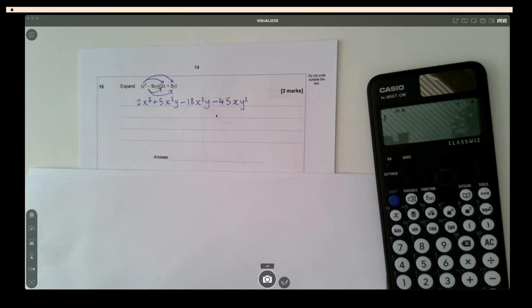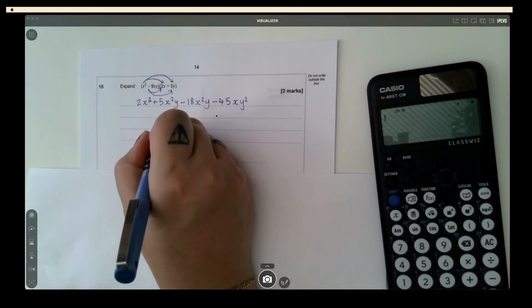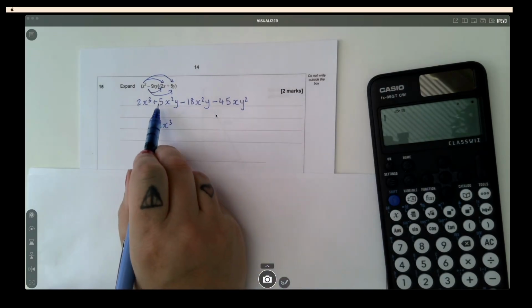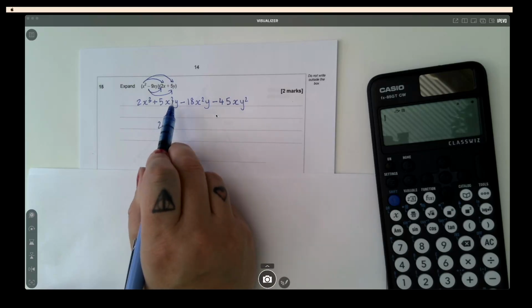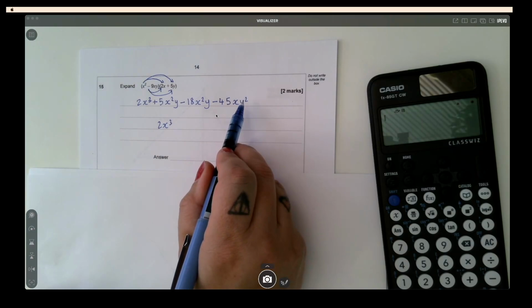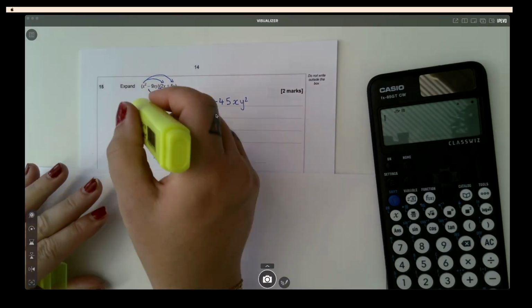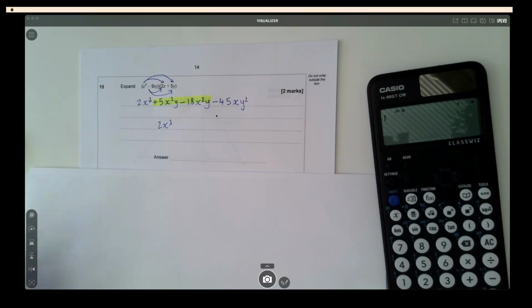So now we need to see if we have any terms that are like terms so that we can collect them together and simplify. We've only got the 1x cubed term, so that's going to stay as it is. We've got x squared y, and we've also got x squared y here. So these are like terms. This one isn't, because the x isn't squared, the y is. So these two here can be combined as they are like terms.